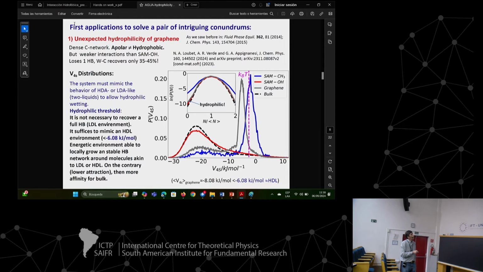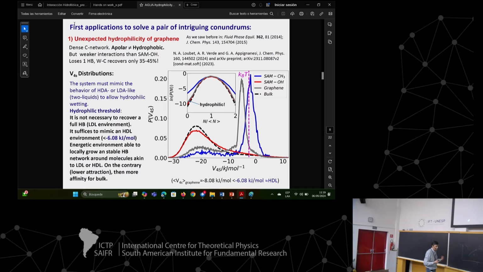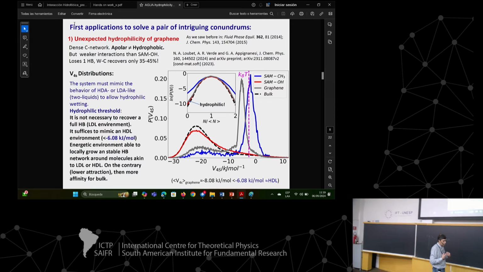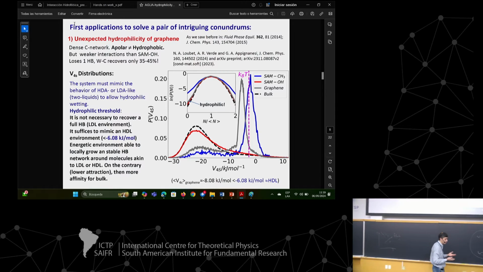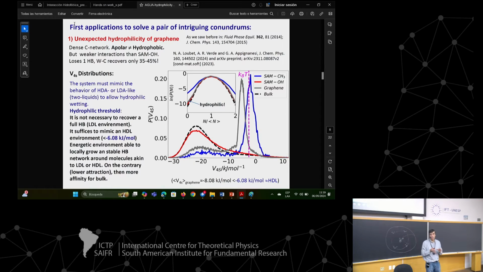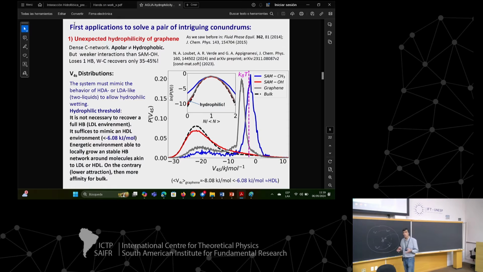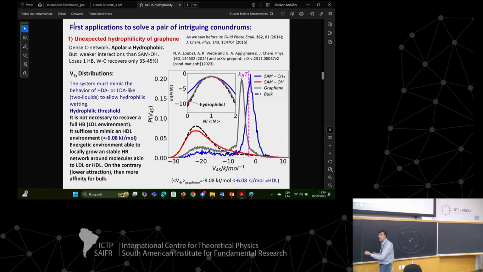But when water is hydrating a graphene surface, it's going to lose one hydrogen bond, and it recovers some part of this loss when it interacts with the carbons of the surface. Carbons are very close to each other, so there's a high density of carbons in graphene. So one water molecule is going to interact with many carbon atoms.